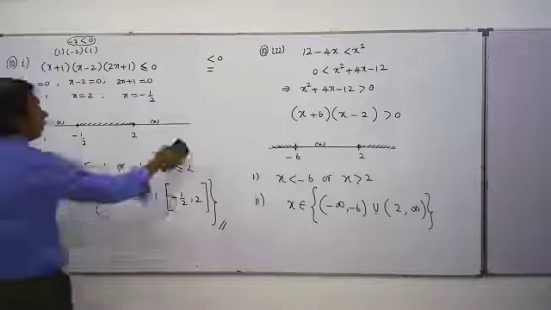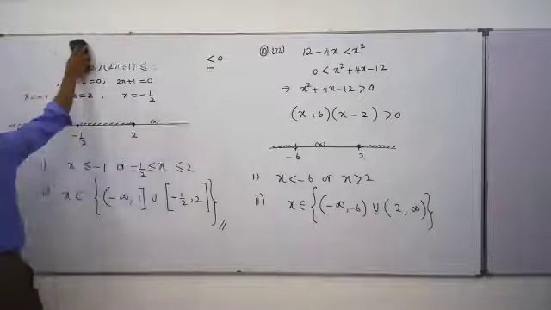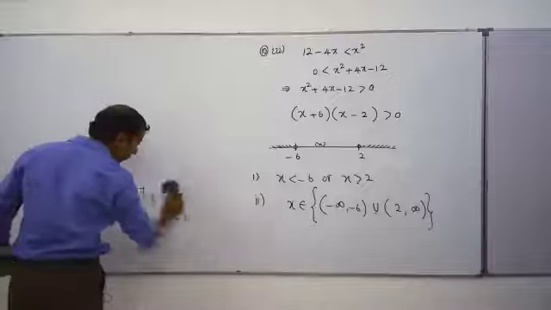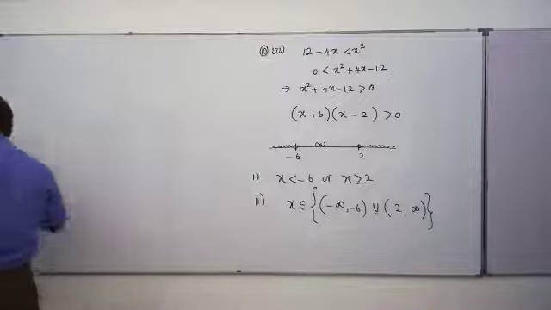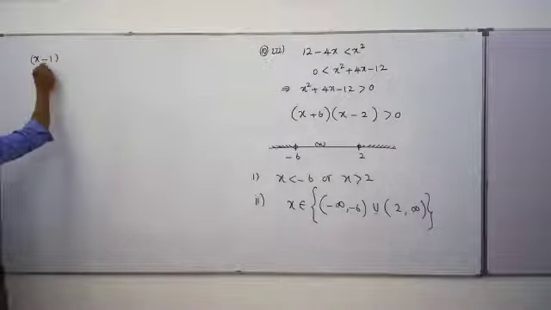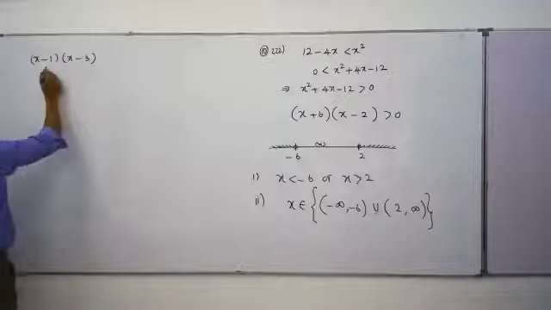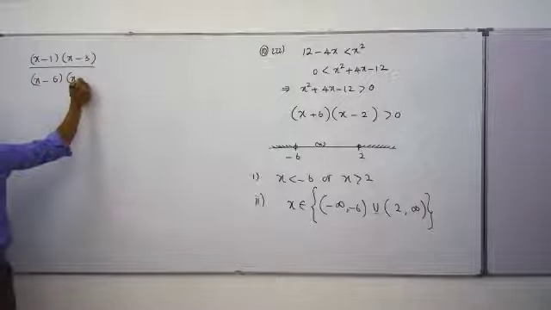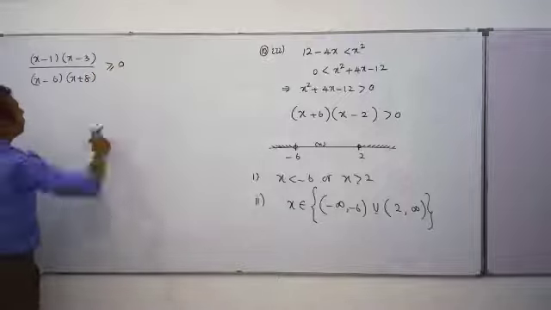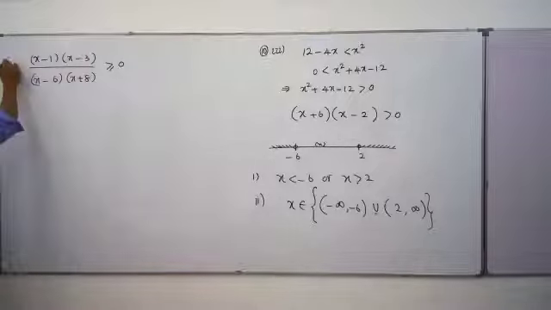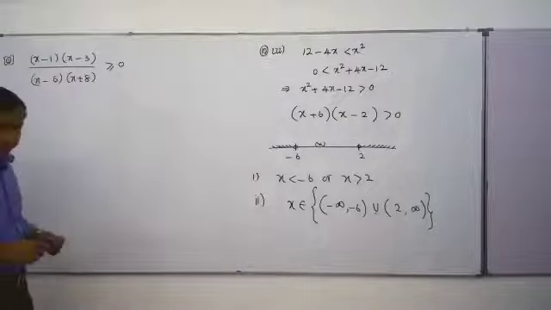Right, we'll take another one. It is this. Suppose we have a fraction like this: x minus 1, x minus 3 divided by x minus 6, x plus 8 greater than or equal to 0. This way we have. The next one. Take the next question this way. Right?